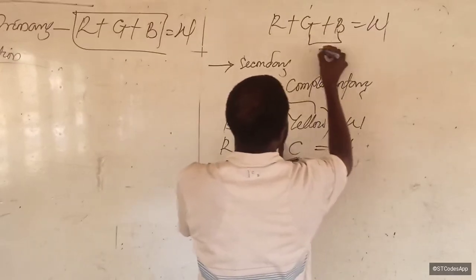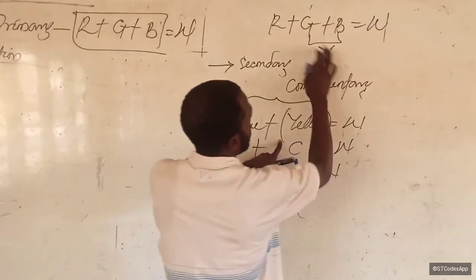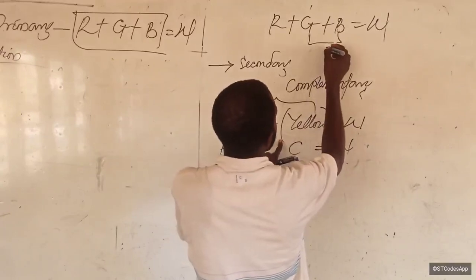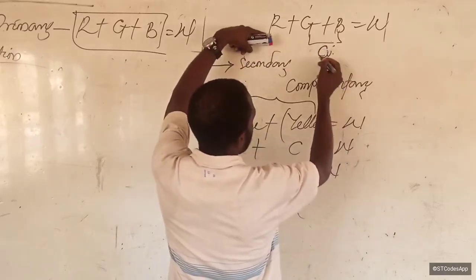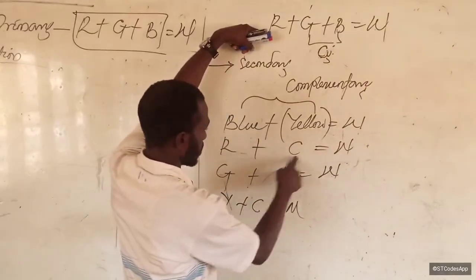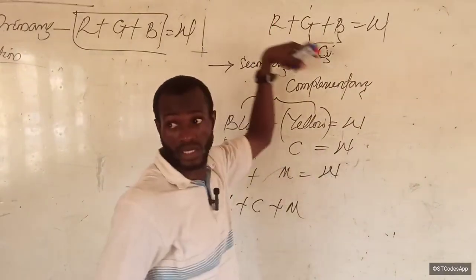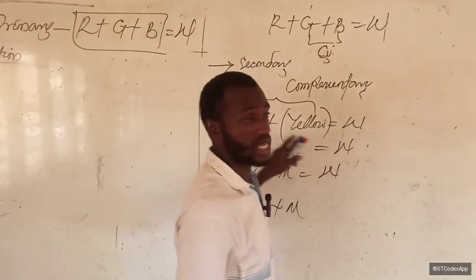So, green and blue give cyan. So it means that red plus cyan must be white then. Red plus cyan must be white. Does that make sense?